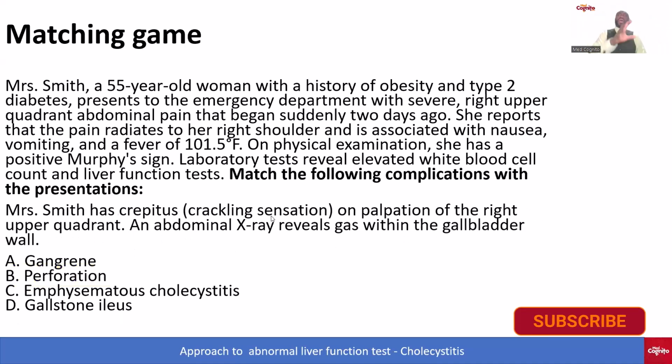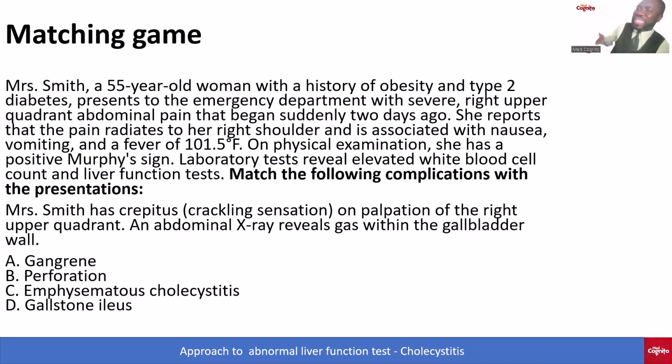Okay. Now, the next preamble, after we've read all that: Mrs. Smith has crepitus. As long as you're dealing with cholecystitis and you notice crepitus on palpation of the right upper quadrant, an abdominal x-ray reveals gas within the gallbladder wall. What is now your diagnosis? Is it gangrene? Is it perforation? Is it emphysematous cholecystitis or is it gallstone ileus? And the answer is emphysematous cholecystitis.